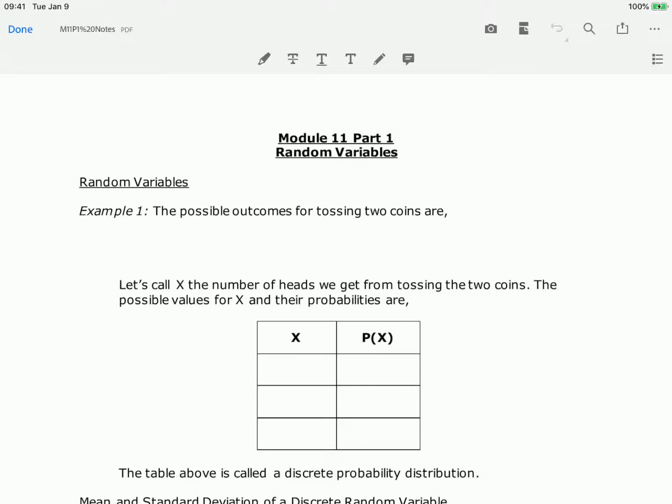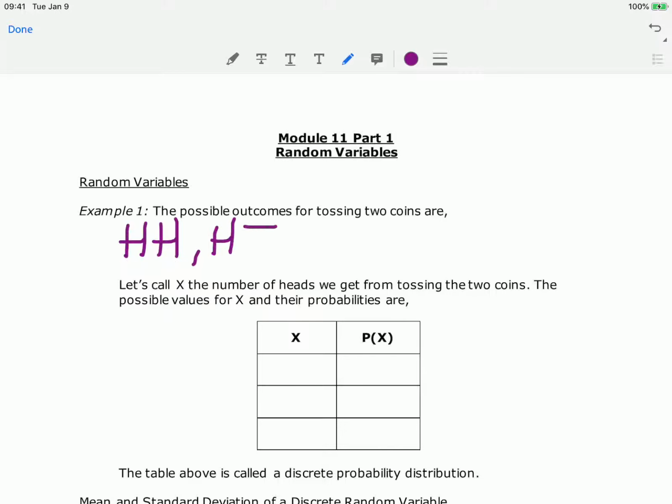So the first thing we want to do is list all of the outcomes you can have when you toss two coins. So for example, you could have a heads and a heads, a tails and a heads, and finally a tails and a tails. So these are all of the possible outcomes. So I've created the sample space for tossing two coins like we would have done back in modules 8 and 9.